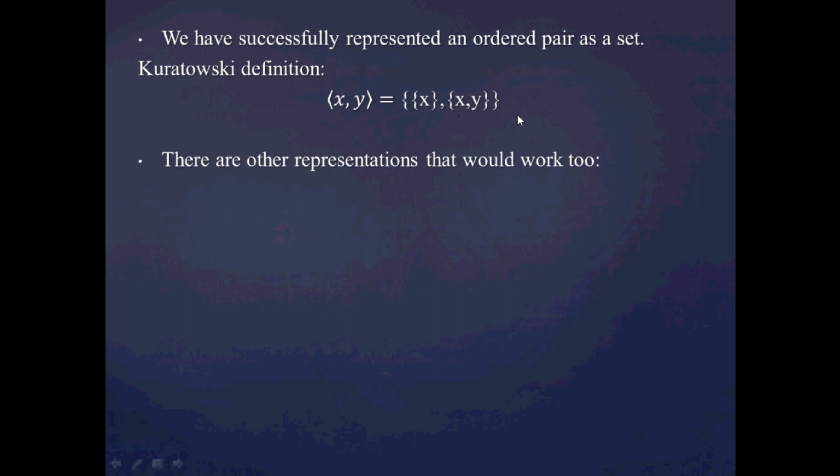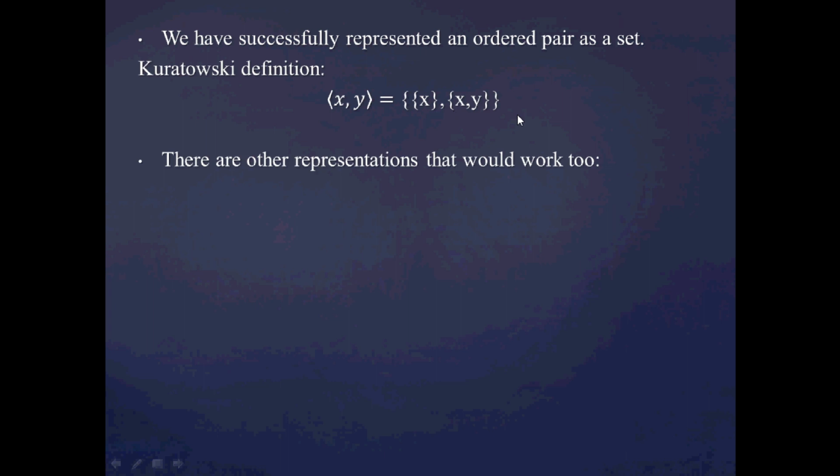So again, to summarize what we've done so far, we've successfully represented an ordered pair as a set by the Kuratowski definition, which is, just to remind you, that the ordered pair xy is equal to the set containing x as the first member, and as the second member, the set containing xy. And we've shown that it has that characteristic or key property that we need.